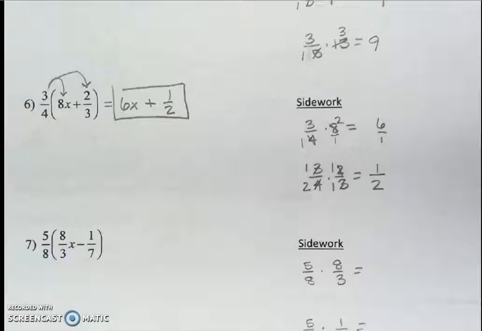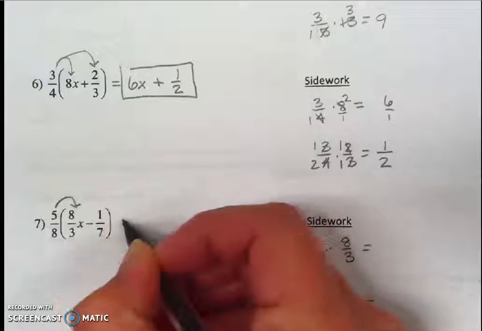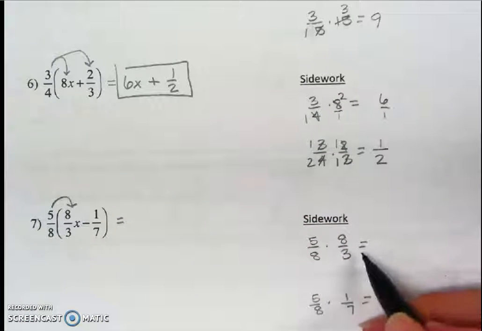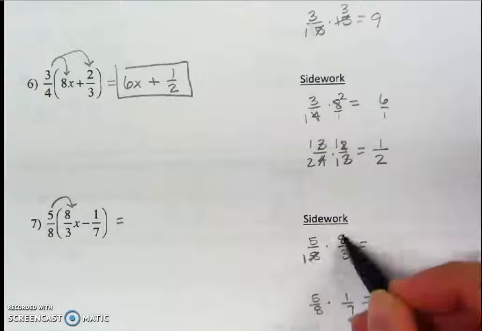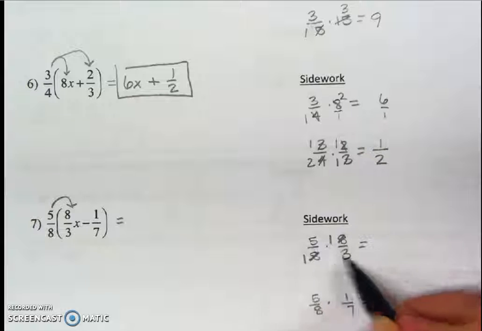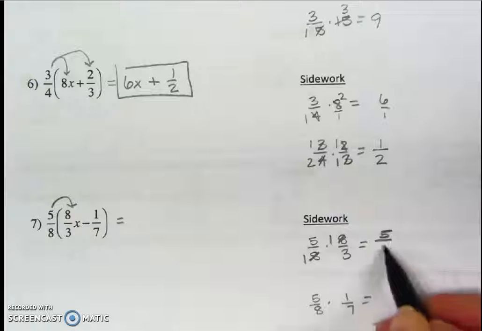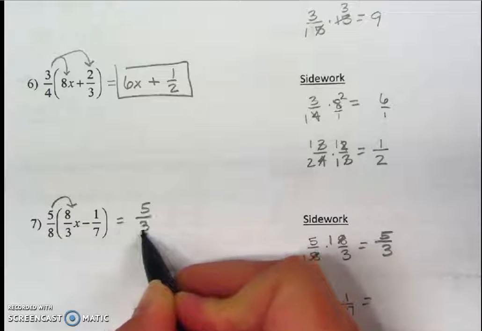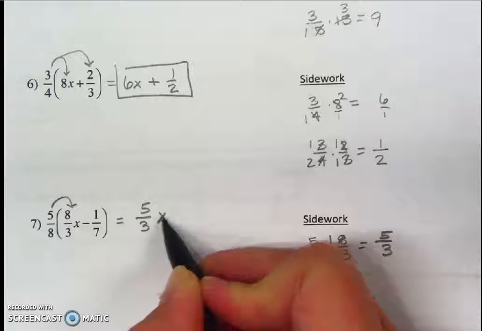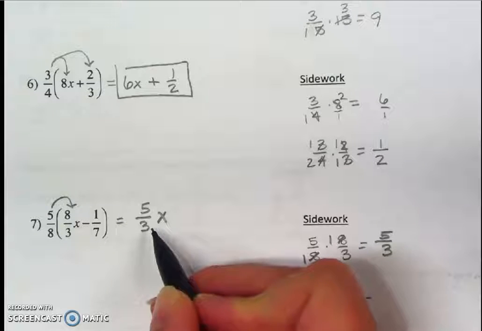This is kind of fun. I like these. 5/8 times 8/3 with the x. Let's multiply that one out. I definitely see cross-reducing here. So 8 goes into 8 once. 8 goes into 8 once. Can't cross-reduce the other ones, but 5 times 1 is 5. 1 times 3 is 3. And so I get 5/3, and that one has the x. Notice I'm not changing any of these into mixed numbers. I'm just going to keep them improper, and that's okay.